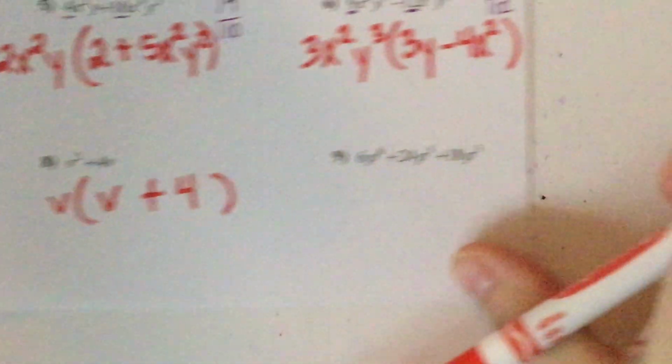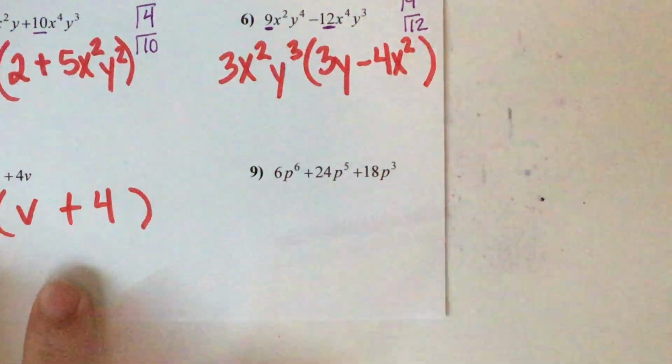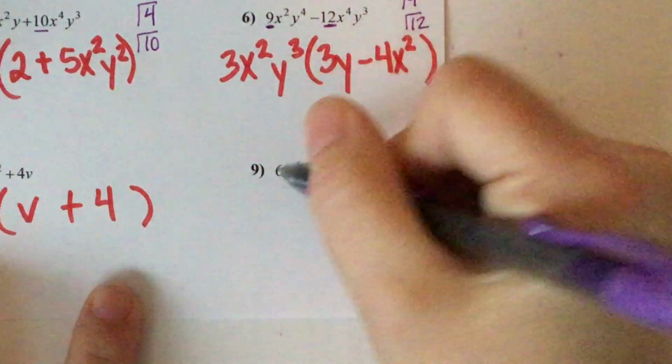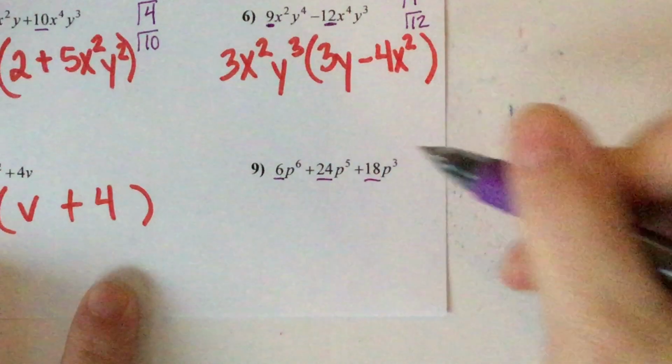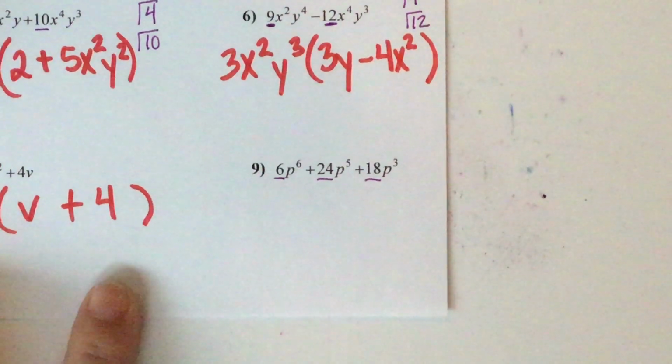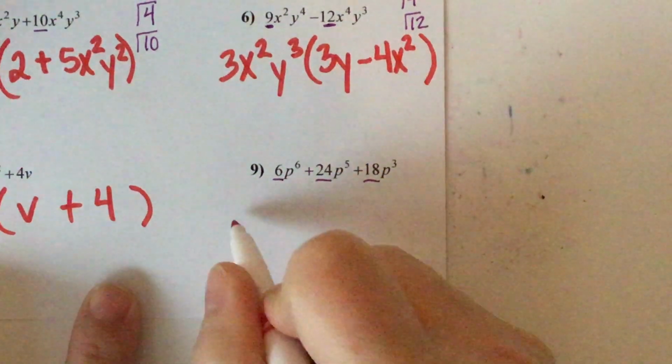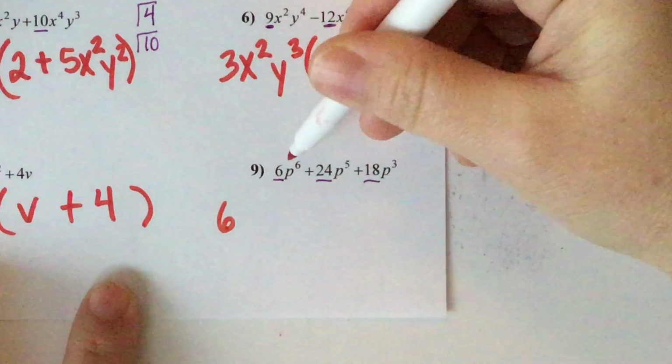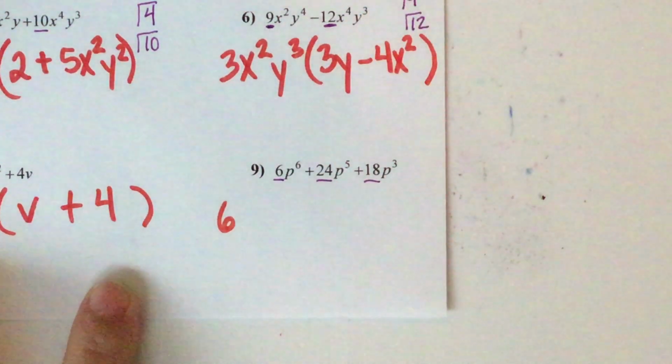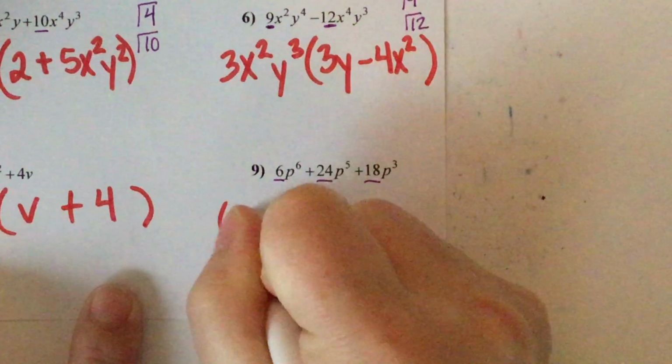Okay, let's do one more in this section, and then I have one other thing to teach you in this lesson. Okay, 6, 24, and 18. Do you know the greatest common factor of those? 6. What's the greatest amount of p's that they all have? They all have 3 p's.